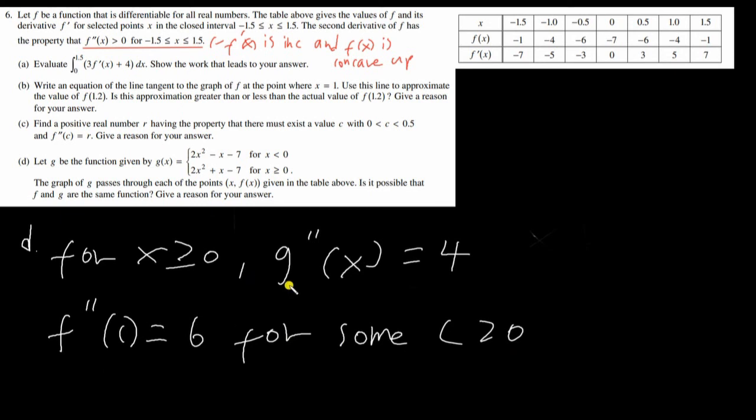Well, these are conflicting pieces of evidence, right? Here it says that the second derivative is 4 for x greater than 0, but here it says that the second derivative is 6 at some point where x is greater than 0. So since the second derivatives are different, these two can't be the same function. And for the explanation, I'd probably write something like, we know that f double prime of c is 6 for some c greater than or equal to 0, but g double prime of x is 4 for x greater than 0. Therefore, f of x and g of x are not the same function. Okay, and this was a 2-point question. So 1 point for a correct explanation and 1 point for a correct answer.